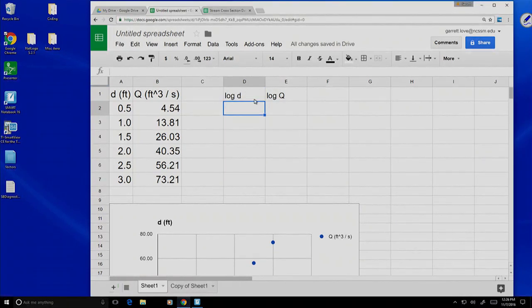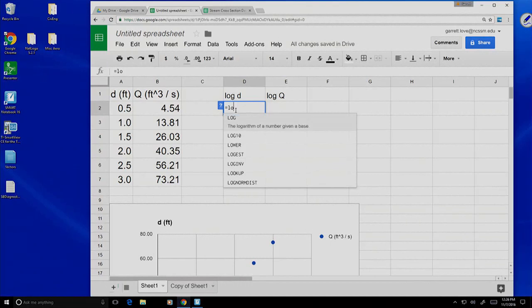Now, this was typically done in the past by plotting these values on logarithmic paper, log paper. You could plot the values and they would fall out in a straight line. In this case, we're going to do it by calculating the values and then plotting those values themselves. So to do so, I have to put in some formulas. In this first cell, D2, I'm going to put equals.